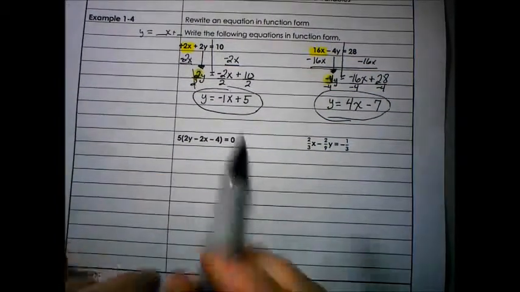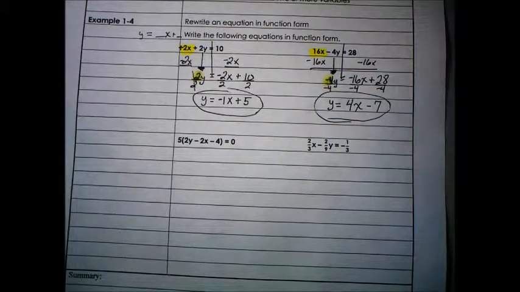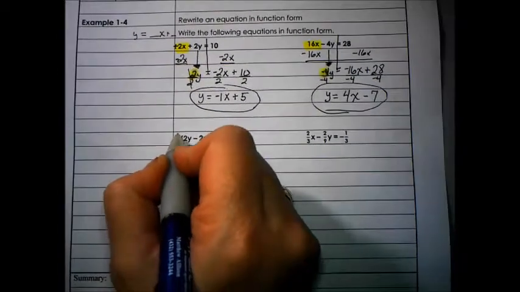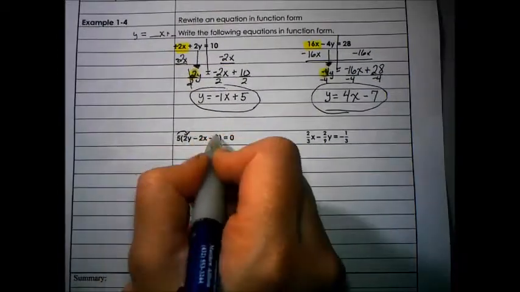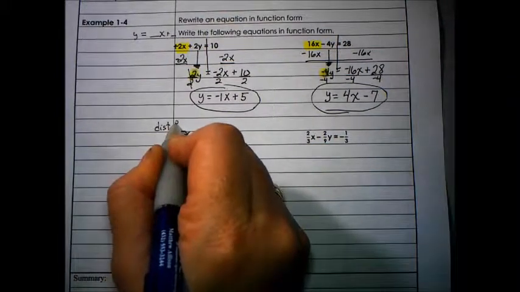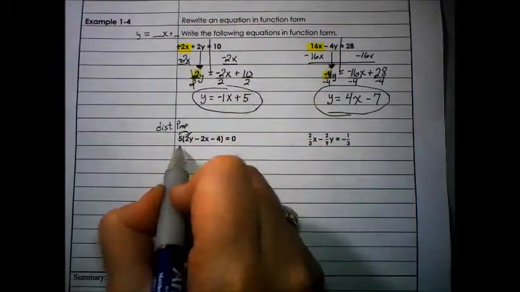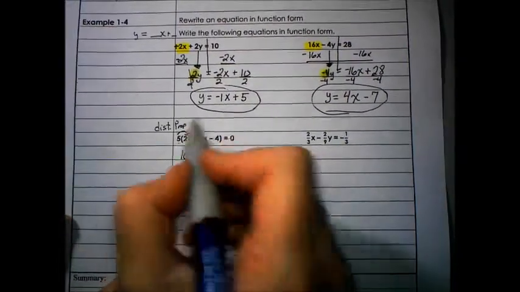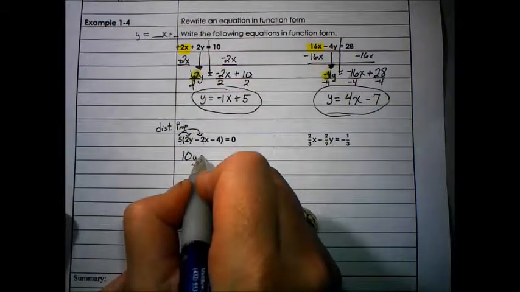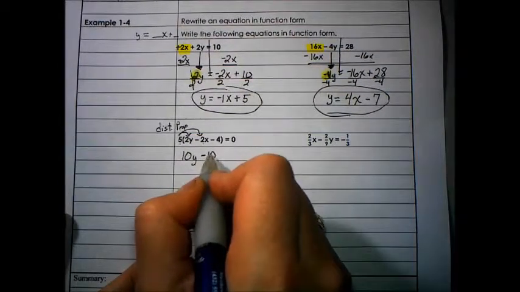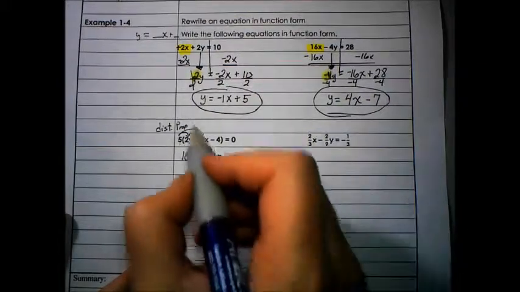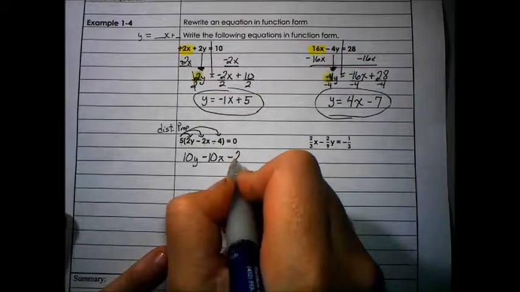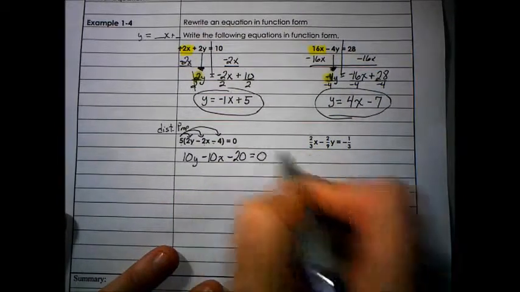Alright, on the third example, it has a 5 out front, and then it has all these parentheses. So I first have to get rid of these parentheses, and to do so, I'm going to multiply the 5 into the parentheses, doing the distributive property. Okay, so 5 times 2y is now 10y. Then 5 times a negative 2x is a negative 10x. And then 5 times a negative 4 is a negative 20, and it equals 0.